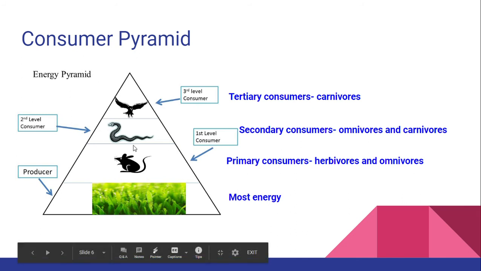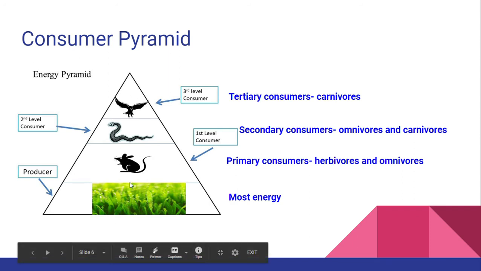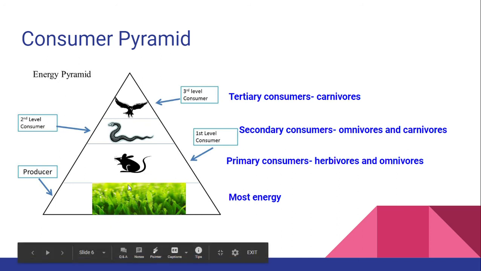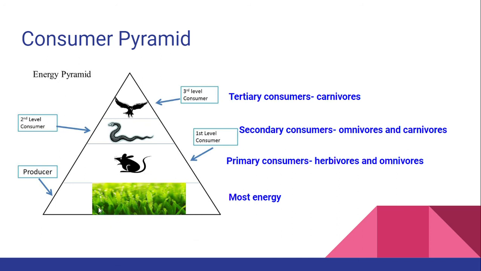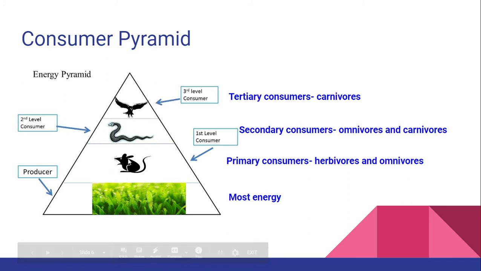Then, since the second level consumers eat either only plants or plants and animals, when they eat either the producers or first level consumers, they still get some of the energy of these organisms, but again, some of it is lost when they're eating, or when carnivores or omnivores have to chase after their food, and they lose some of the energy that way.